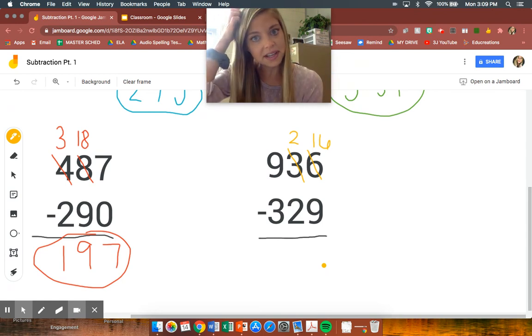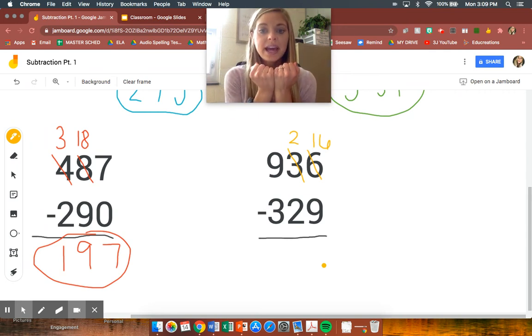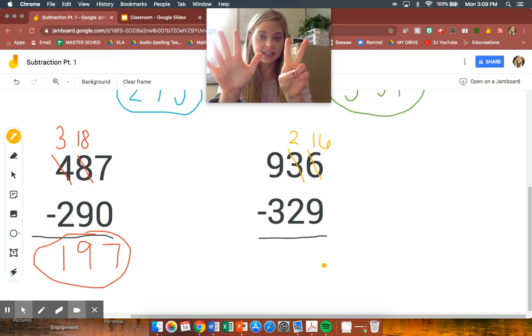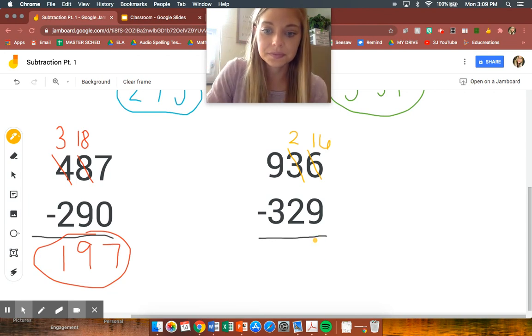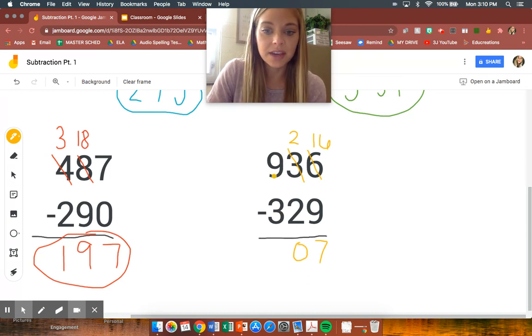Try to figure out what 16 minus 9 is. And remember, if you don't know, you can use your fingers by counting up. So 9, 10, 11, 12, 13, 14, 15, 16. 7. Now I go over in the tens place, 2 minus 2. I can do that. That is just 0. And then 9 minus 3 in the hundreds place. That is 6. The correct answer is 607.